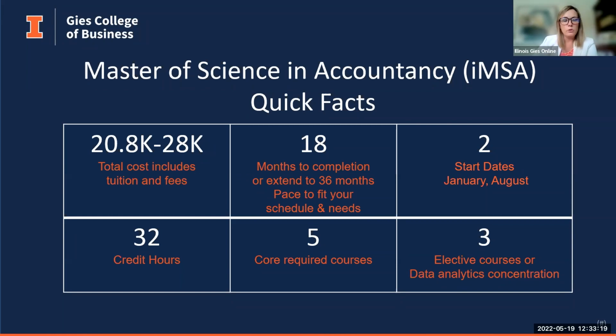In order to complete your Master's of Science in Accountancy, you will complete 32 credit hours, which is 8 courses. 5 of those are required, and then you do have some electives to choose from, where you can also choose a predetermined data analytics track, or you can just choose any 3 electives, as long as one is a non-accounting elective.